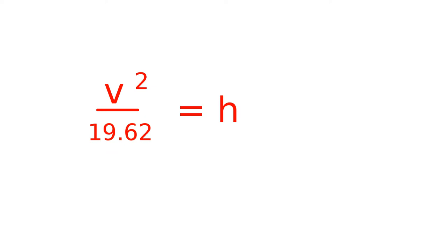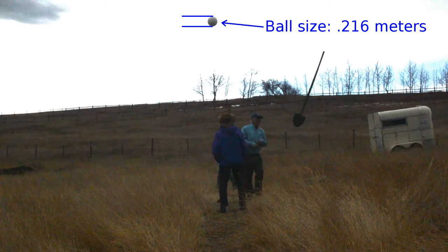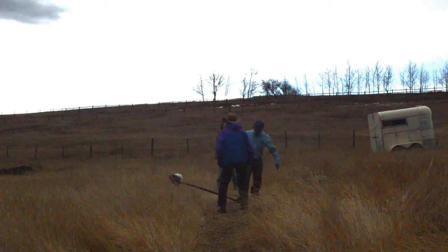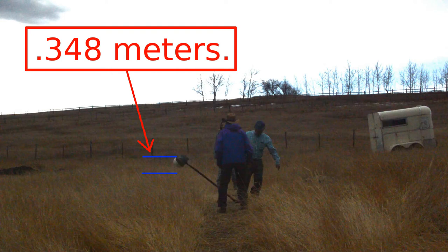Here, the gravity acceleration part is worked out, yielding 19.62 from 9.8 times 2. Here's the size of the ball, 0.216 meters. Here's the first of two adjacent frames to get the distance traveled between frames. Here is the next frame. Here is the distance measured, 0.348 meters.